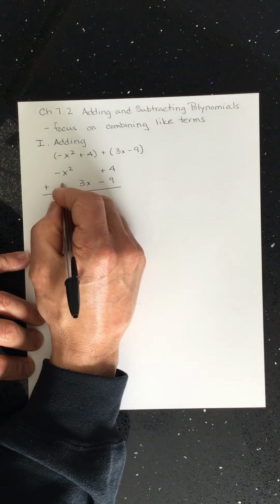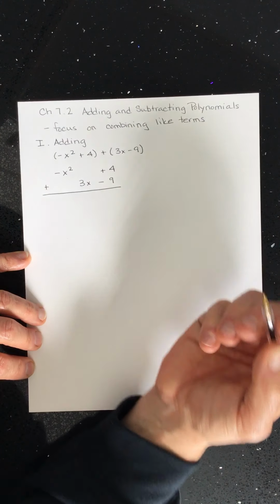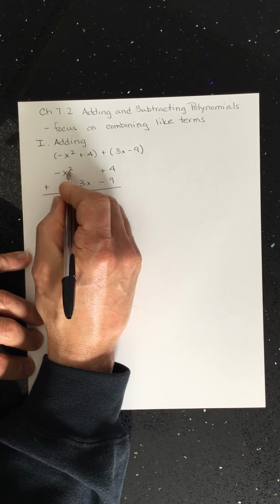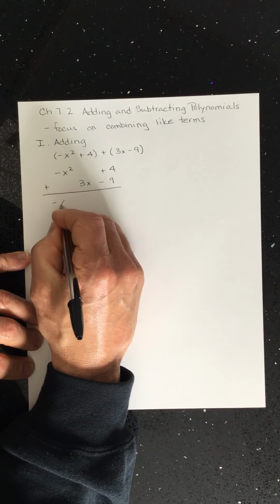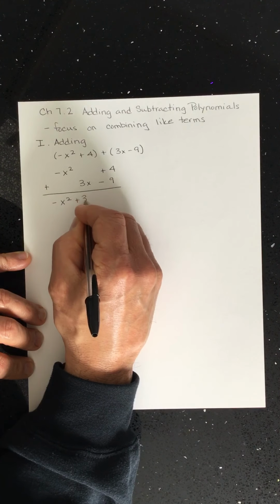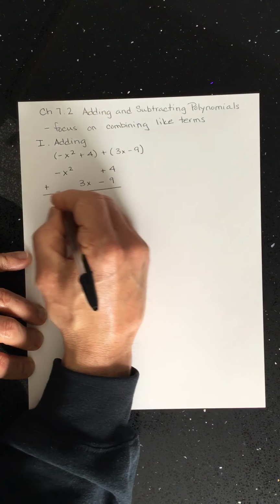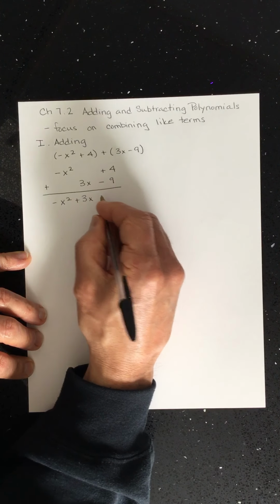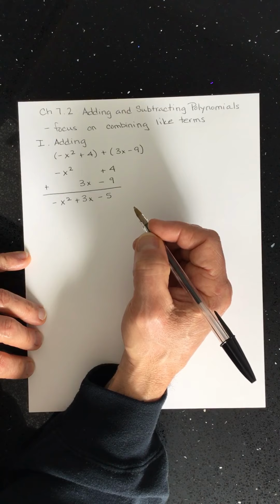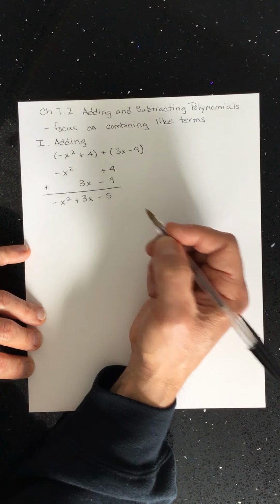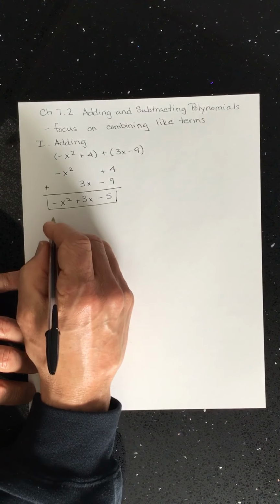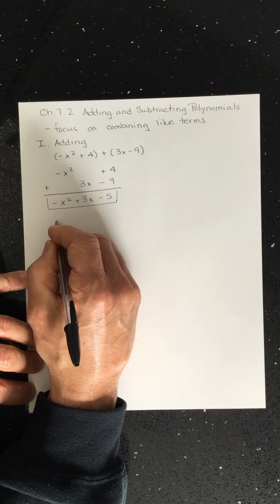If you'd like to fill these in with zeros, go right ahead. But I think that you're all capable of realizing that there's nothing there. So negative x squared plus 0 is negative x squared. 0 plus 3x is positive 3x. And then 4 minus 9, or 4 plus negative 9, is negative 5. And there you go. Negative x squared plus 3x minus 5 is your answer. Okay, we're going to do another one, and then I might give you a practice problem here to do.